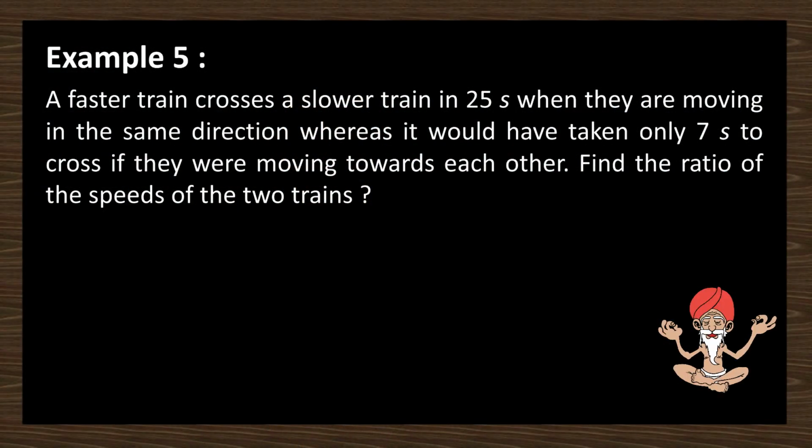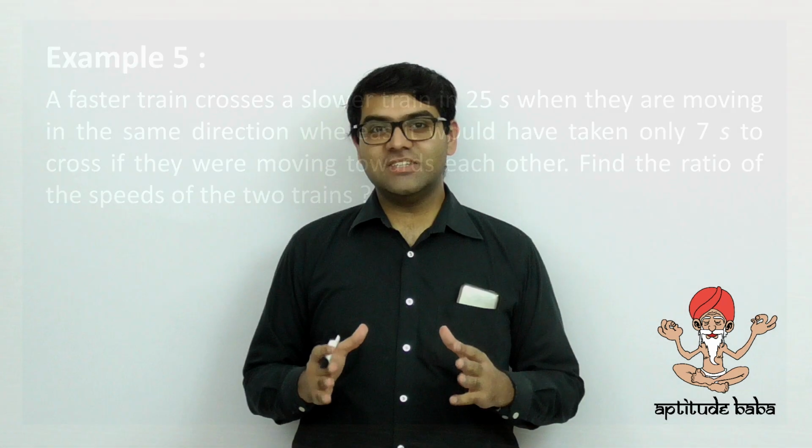A faster train crosses a slower train in 25 seconds when they are moving in the same direction, whereas it would have taken only 7 seconds to cross if they were moving towards each other. Find the ratio of the speed of two trains. In this question, what we have is a situation where two trains, if moving towards each other, cross each other in 7 seconds, while if moving in the same direction, then they take 25 seconds to cross each other.